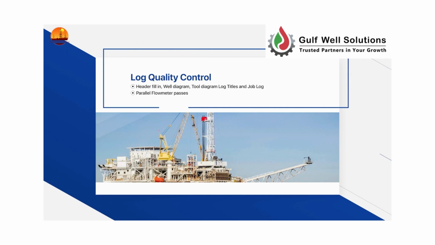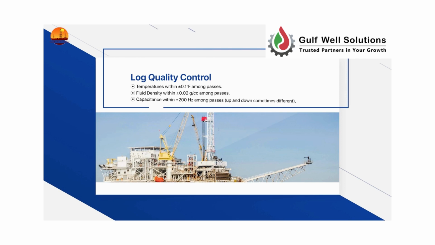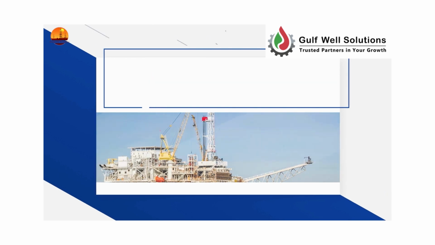Parallel flowmeter passes. Symmetric flowmeter response at sump, 0 flow. 6 passes are usually not enough. Spinner calibration plots. Pressures within plus or minus 5 psi among passes at the same depth. Temperatures within plus or minus 0.1 degree Fahrenheit among passes. Fluid density within plus or minus 0.02 g/cc among passes. Capacitance within plus or minus 200 Hz among passes, up and down sometimes different.